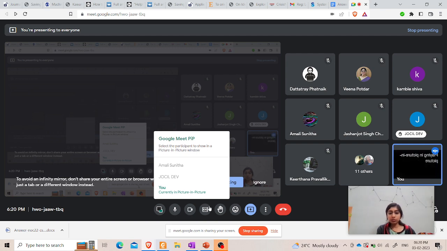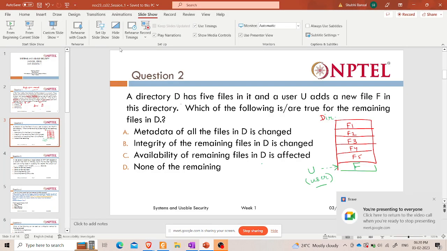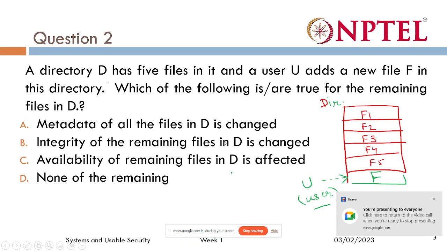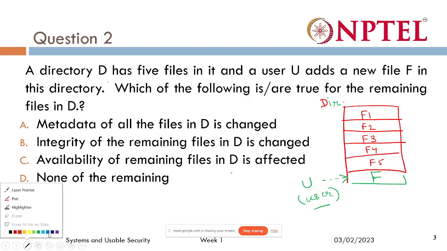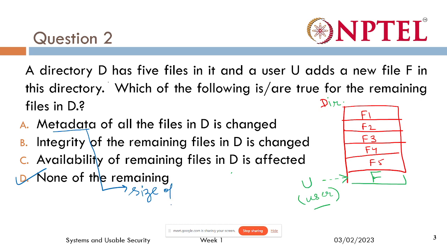Okay. So the correct answer is option... Shall I discuss the answer, or you need more time? We can discuss now. Great. So the correct answer is option D. Why? What does the metadata of the file mean? What is the size of the file? What all other things can be there in the metadata? Author of the file. Author. Other than that?